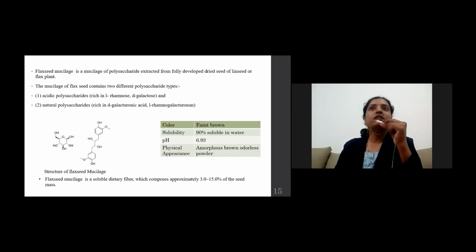If you go through the general properties of the flaxseed, it contains mucilage, and mucilage is of two types: acidic polysaccharides and neutral polysaccharides. It is highly soluble in water, the pH is almost neutral, and mucilage is available as an amorphous brownish powder.